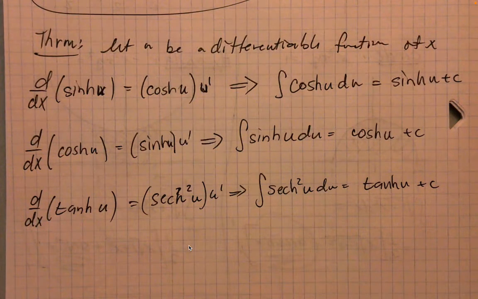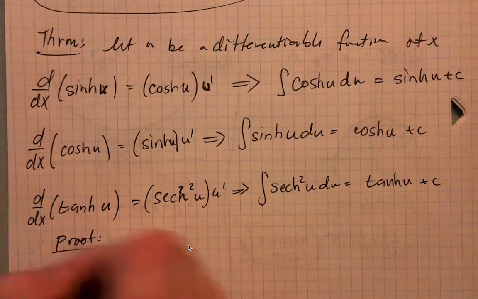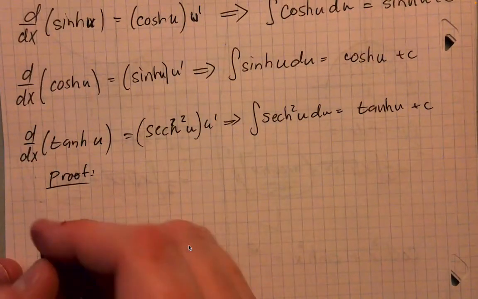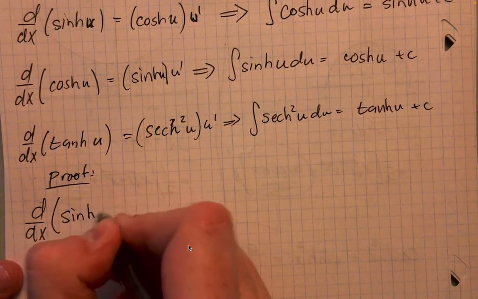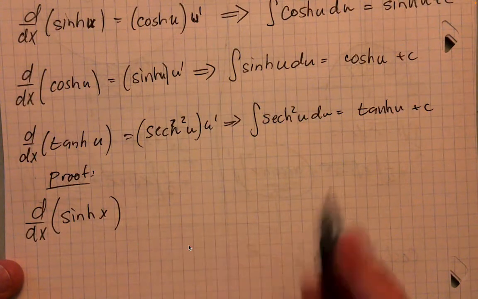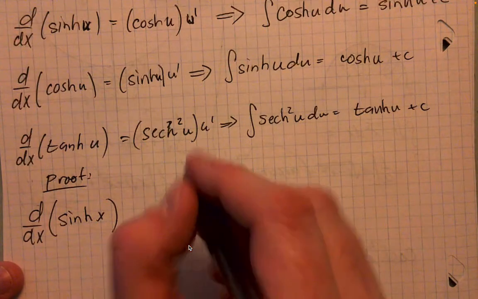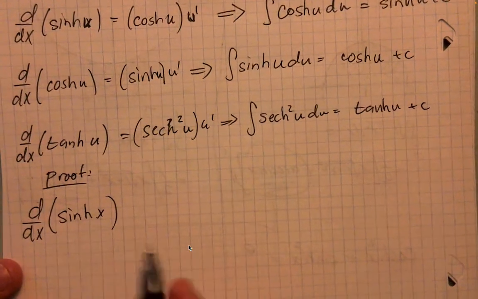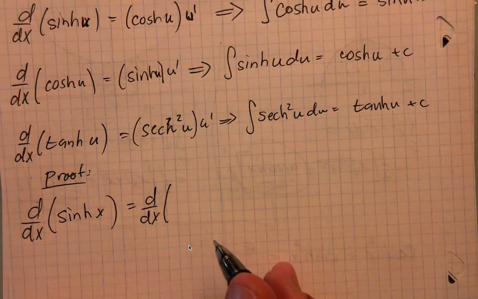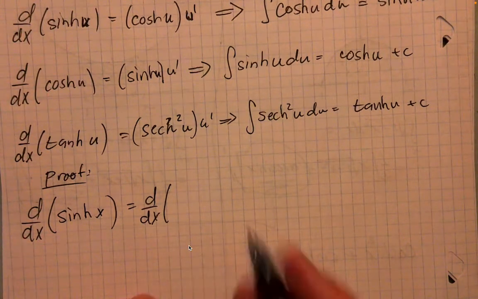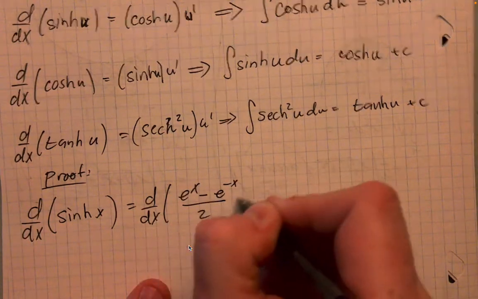Okay, so obviously we're not going to prove all of these, but just to give you a feel for how to prove these, let's prove the first one, that the derivative of hyperbolic sine of x is in fact hyperbolic cosine of x. And so to do this, we just need to remember what the hyperbolic sine is. It's just a combination of exponential functions. So it's e to the x minus e to the negative x over 2.